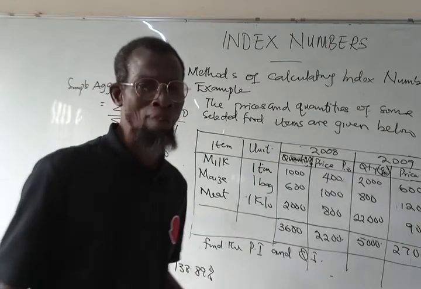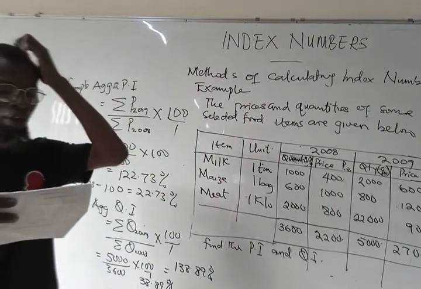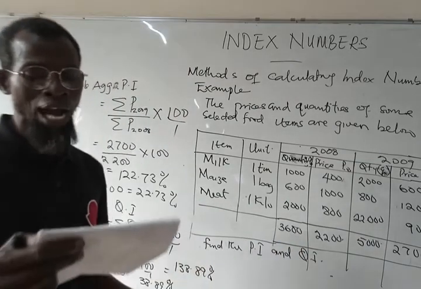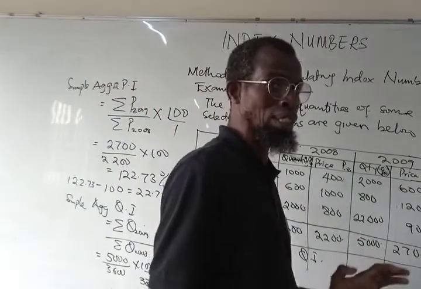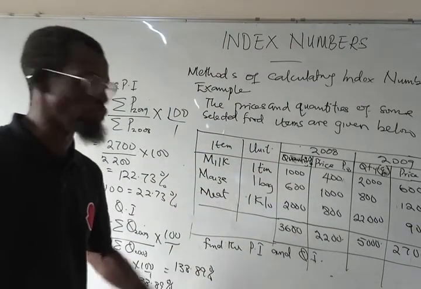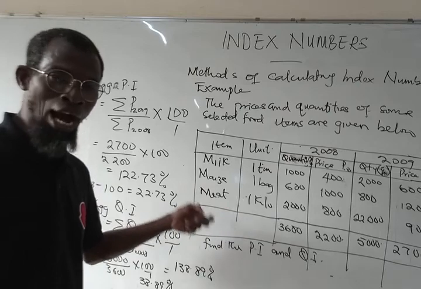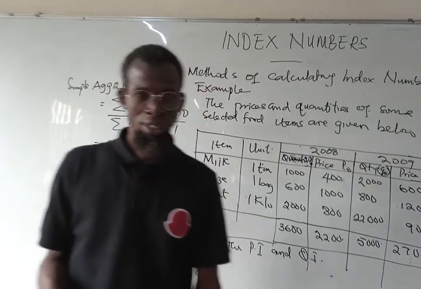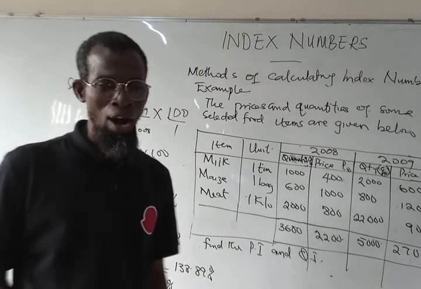But there's nothing with advantage and without disadvantage. Let's look at the disadvantages of this method. The first disadvantage is that it fails to take into consideration the relative importance of the items, as no weight is assigned to the price or quantity. That means no weight of importance is attached to these items, so we don't know which one is important to the buyer or to the user.